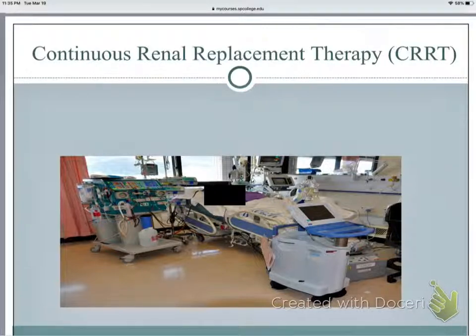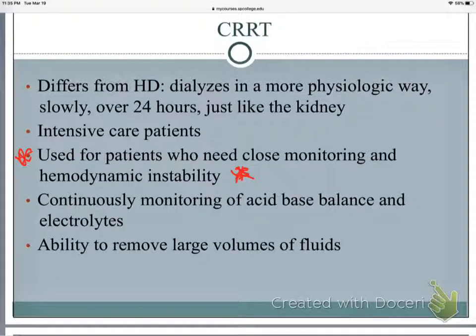So what is CRRT? It's for that hemodynamically unstable patient. I would focus on that, right? So it's a 24-hour treatment. It's a method for treating acute kidney injury. Uremic toxins and toxins are removed while acid-base status and electrolytes are adjusted slowly and continuously in a hemodynamically unstable patient. So this is your ICU patient.